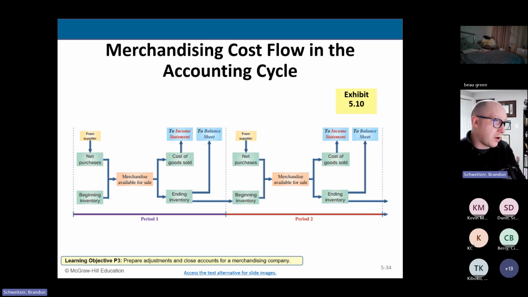And so we go through that close process, and this just shows us what the physical flow of that looks like. Nothing really to worry about here. Just wanted to show you what it looks like from a physical perspective.